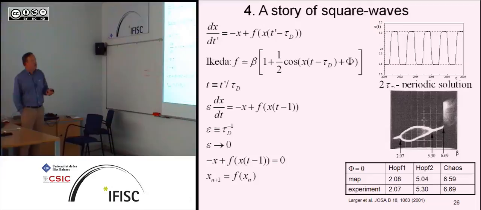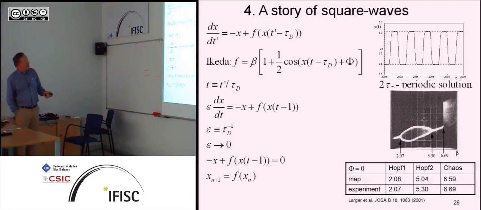Just to show that this is not just, again, a purely academic exercise for mathematicians, some experiments have been done with the Ikeda equation, not recently, in 2001. And you can see that the bifurcation point, the onset of chaos, matches or compares very well with the prediction of the map. The map is here with f given by this function.